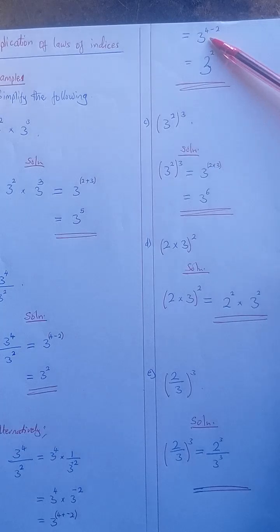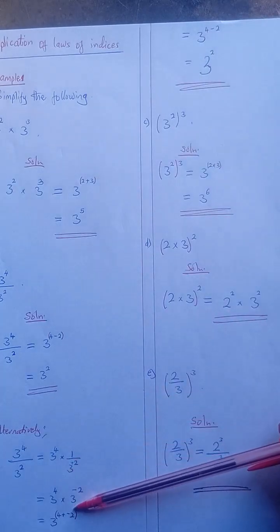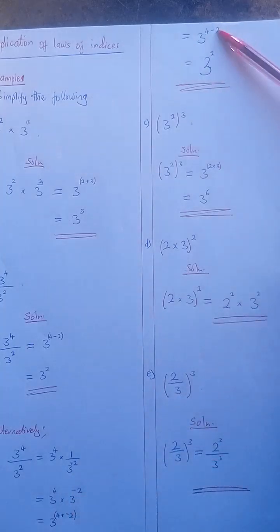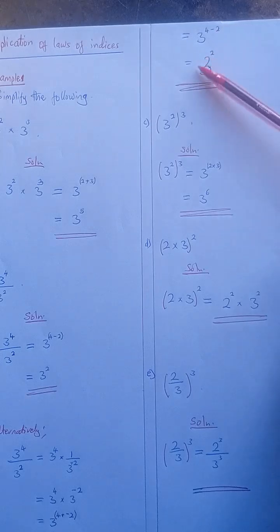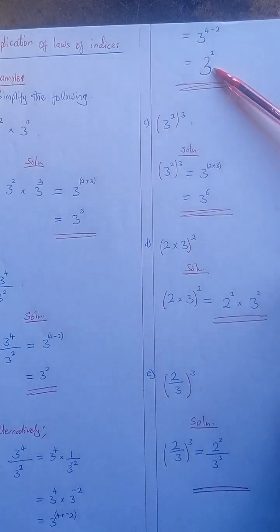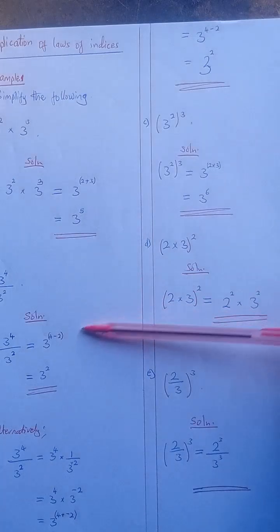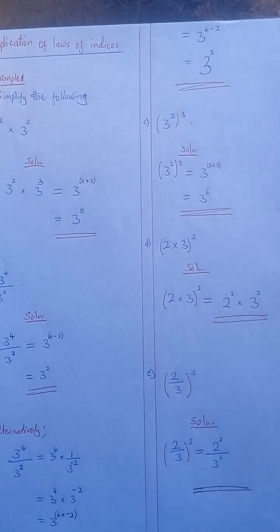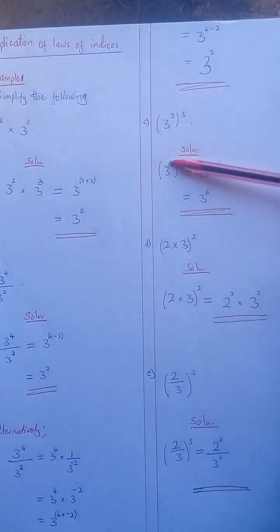So 3 to the power. When we multiply positive times negative, we get a negative. That is why negative is here in between. So this one, we shall now have 4 minus 2 as being the power. So that 4 minus 2, you get 2, which is giving us 3 to the power 2. So it still gives the same answer as the first method. So let us go to example 3.